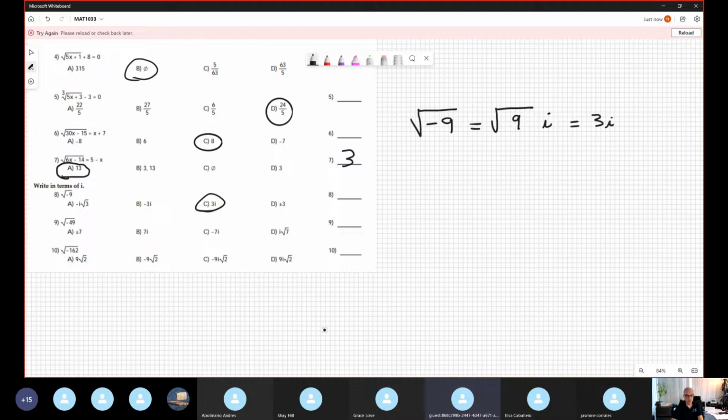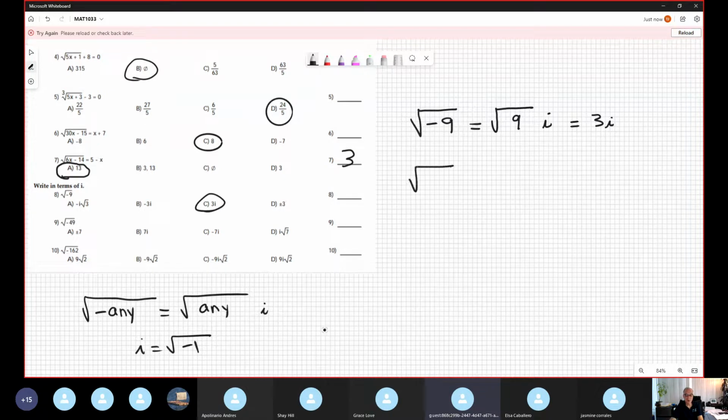So the formula is clear. For the square root of any negative number, you compute the positive square root, and you put i. Okay, i is the imaginary unit. By definition, i is the square root of -1. Number 9 is the square root of -49. The square root of 49 is 7, so the answer is 7i.